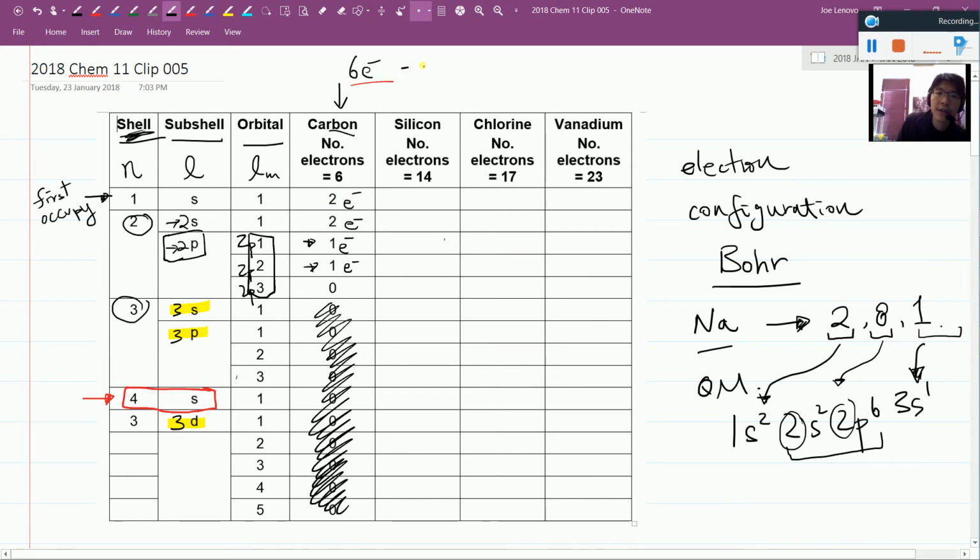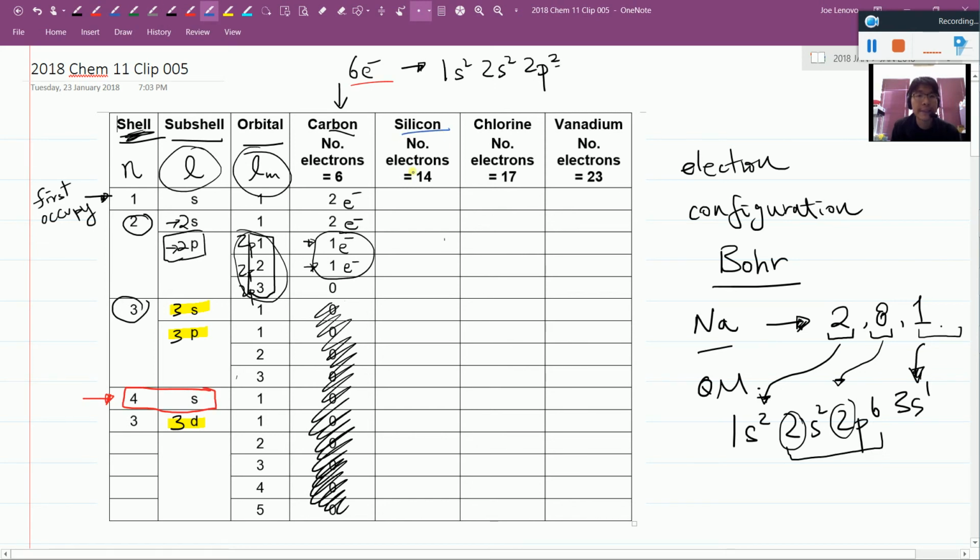So the electron configuration for carbon, with 6 electrons, would be 1s2, 2s2, 2p2. So instead of saying 2p1, 2p2, 2p3, 3 orbitals, we can just add those up and put the total at the top number to simplify it. But at the back of our mind, we know the electrons are placed in different orbitals. Orbitals means the ml number. Subshell is l.